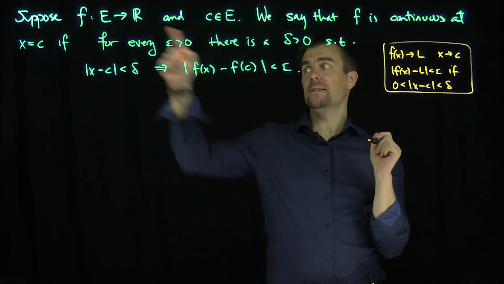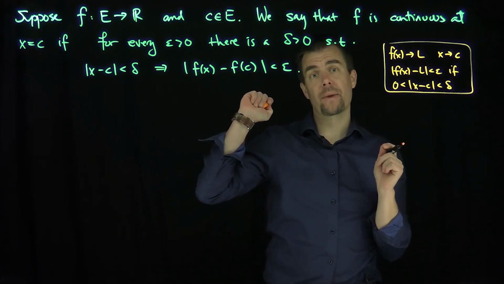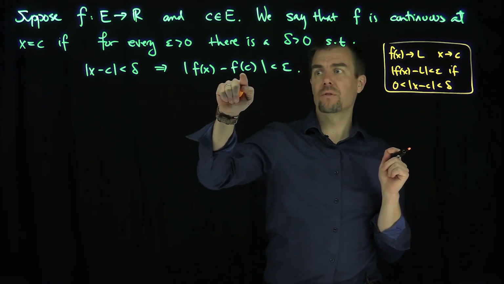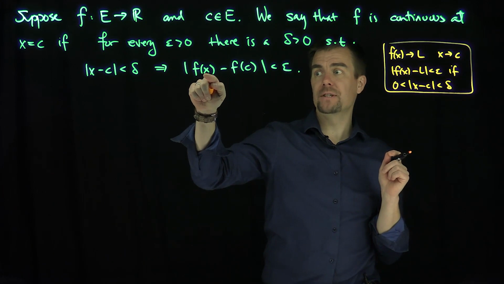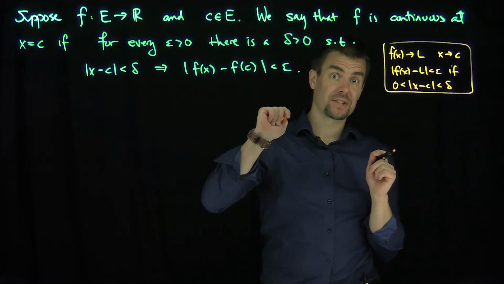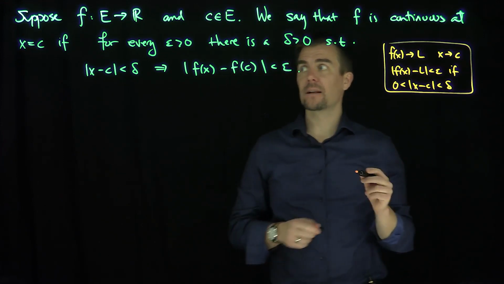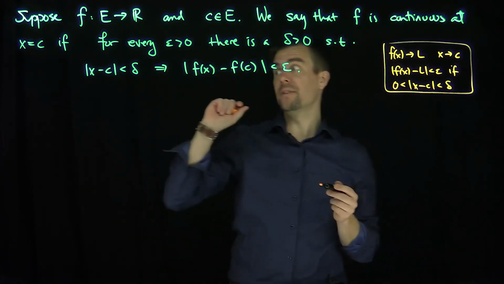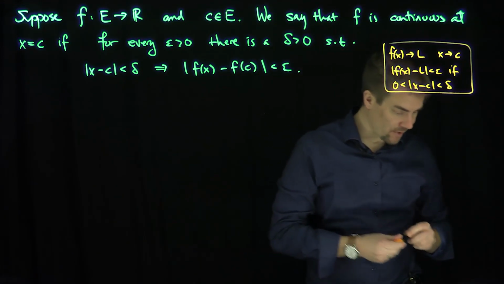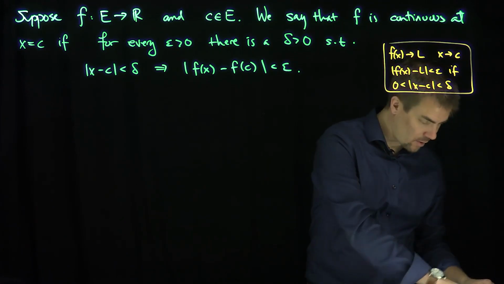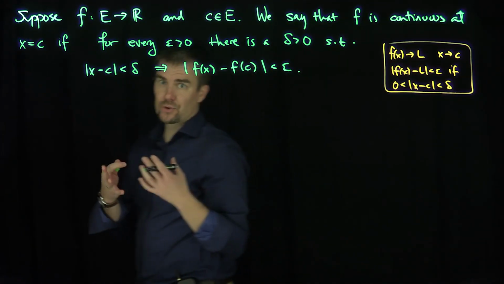Over here, we're specifying that c has to be in the set E. It has to be in the domain of f, because the condition is that we want to measure the distance of f(x) against f(c). So there's a fundamental difference: c will actually be in the set E, not necessarily just a limit point like it is for functional limits. All right, good. So let's see an example of showing something's continuous.